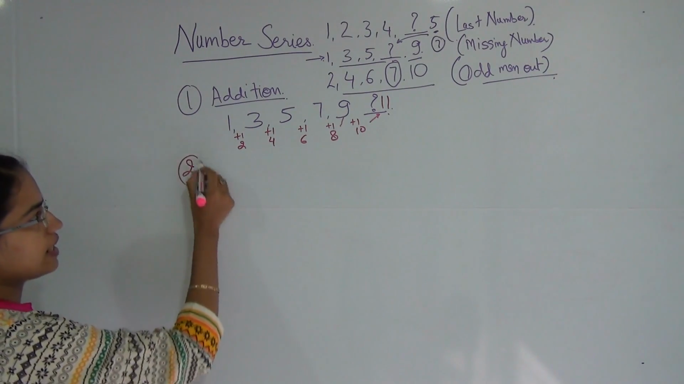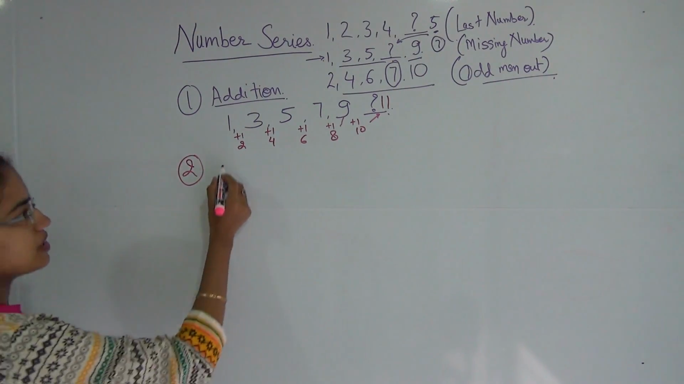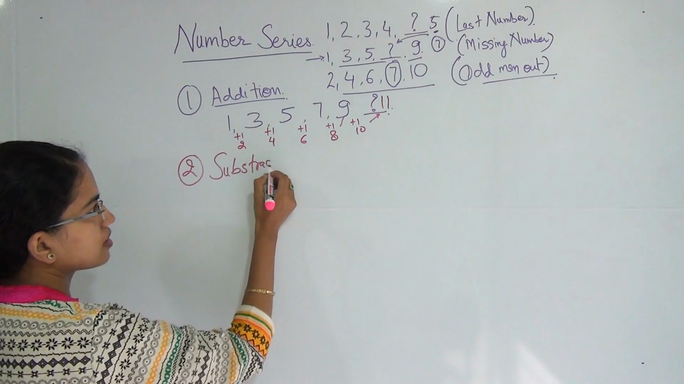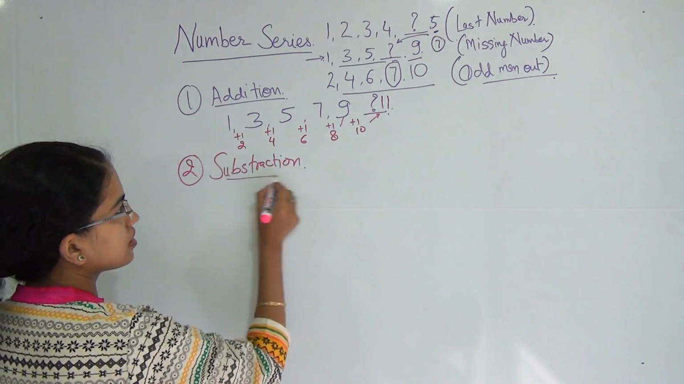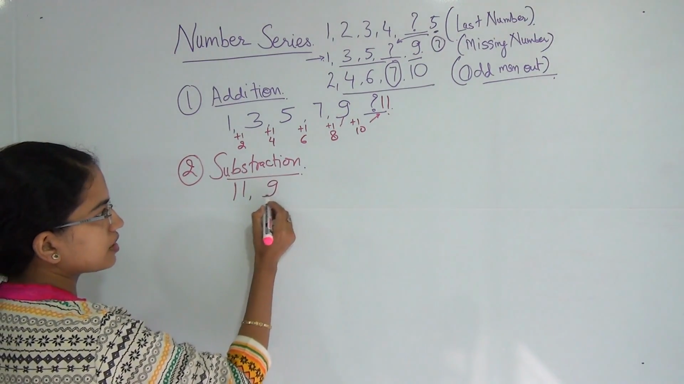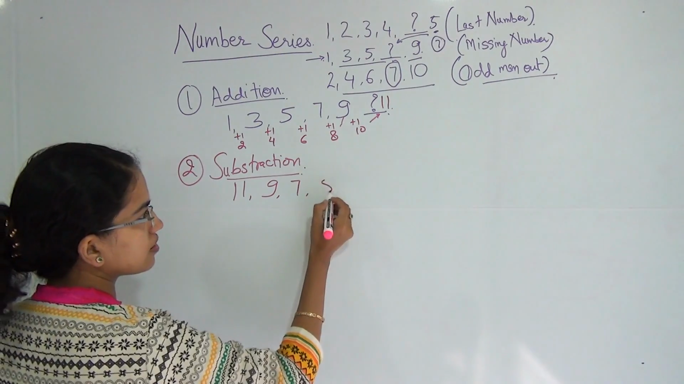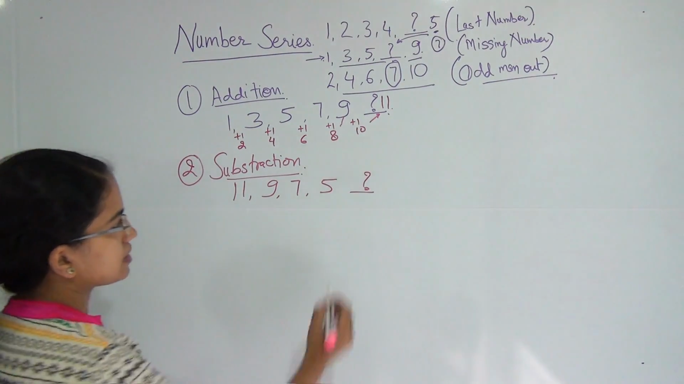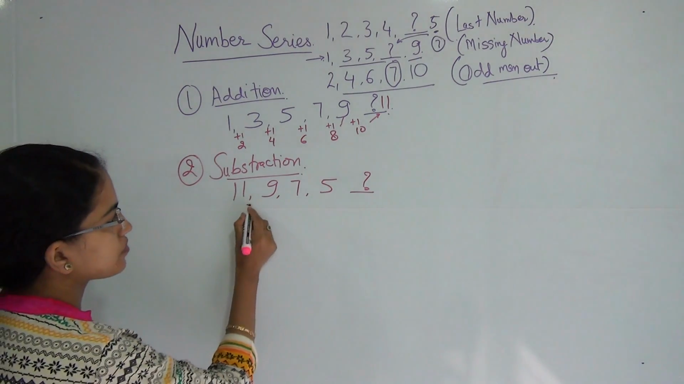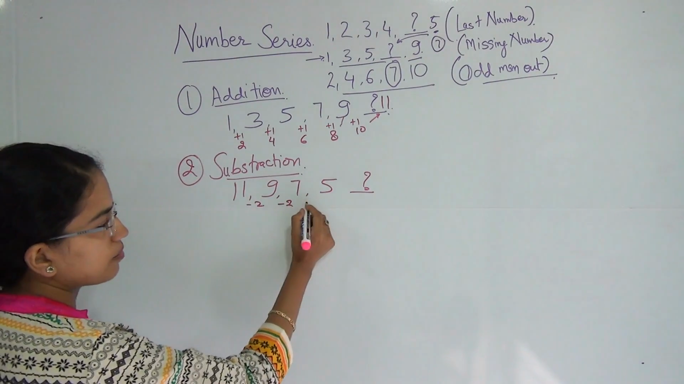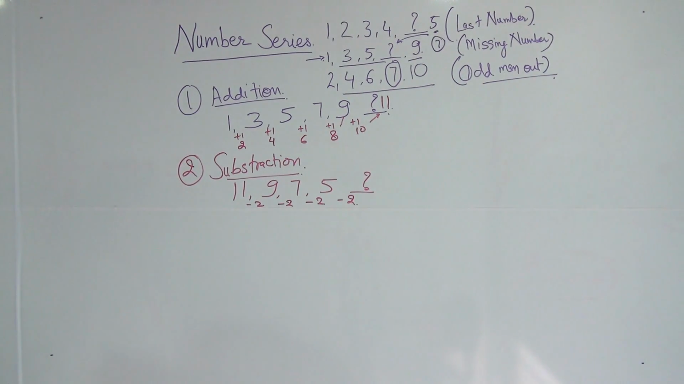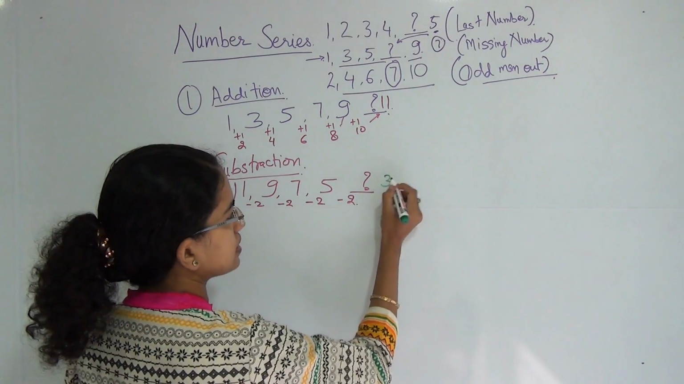Now, the next kind of questions in number series can be based on subtraction series. Let me take a reverse example of this. If I say it's 11, 9, 7, 5, what would be the next number? So it's minus 2. 11 minus 2 is 9, minus 2 is 7, minus 2 is 5. So again minus 2, it should be 3. So that would be a kind of subtraction series.